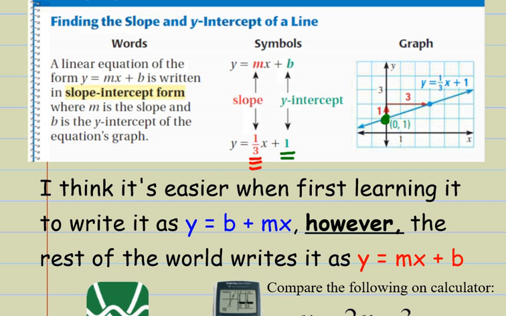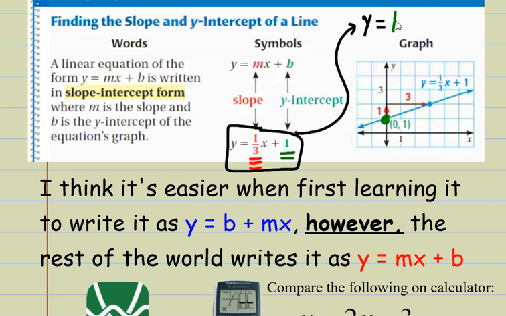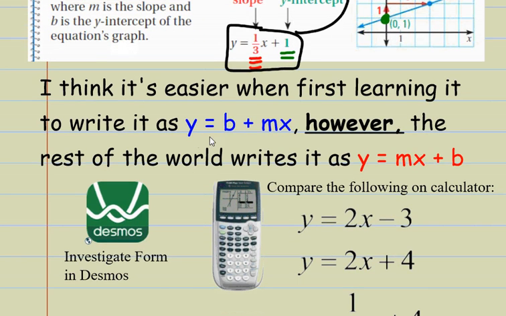I should note, though, that the order in which these are written is not important. This could be written as y equals 1 plus 1/3 x, and it would be the exact same equation. The order doesn't matter. The number all by itself is the y-intercept. The number with the x, or in front of the x, is going to be the slope. That's why I think it's probably easier when first learning it to write it as y equals b plus mx. However, the rest of the world writes it as y equals mx plus b.